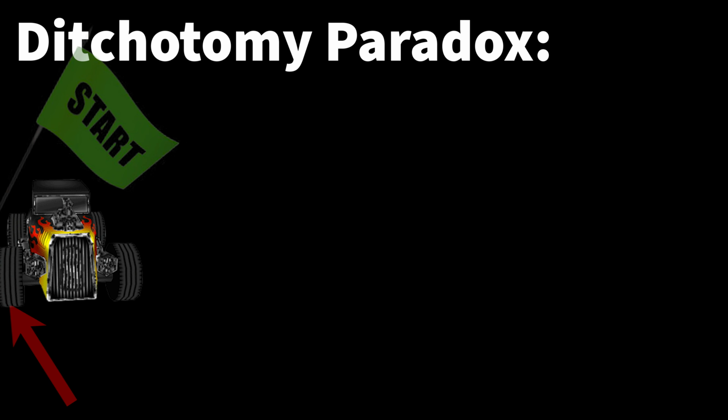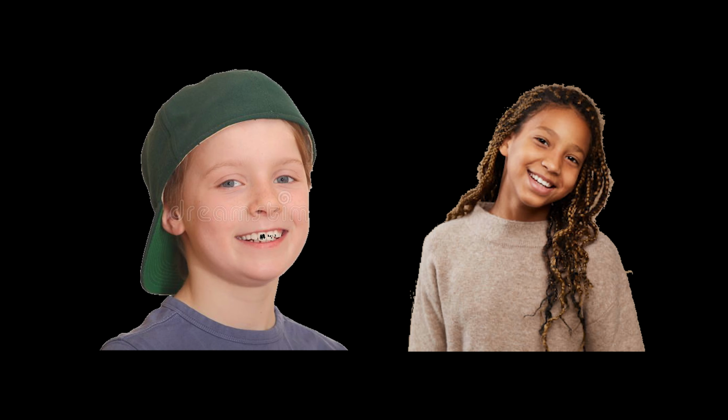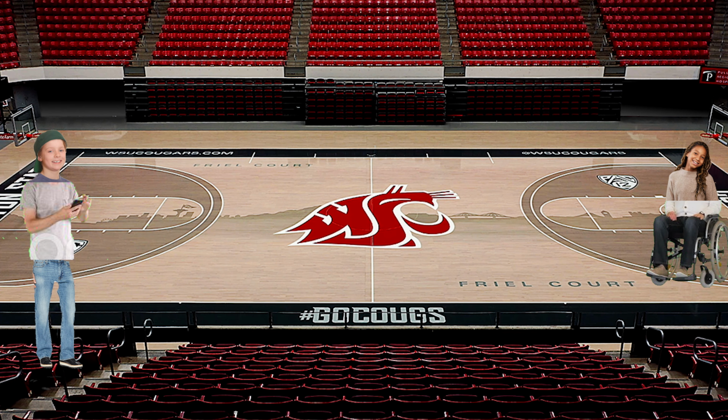The dichotomy paradox is best explained like so. Any moving object must reach a halfway point on a course before it reaches its end. And because there are an infinite amount of halfway points, a moving object will never reach its end in a finite amount of time. To better visualize this, let's say little Timmy wants to go to his girlfriend Bertha, who is on the other side of this conveniently placed basketball court.